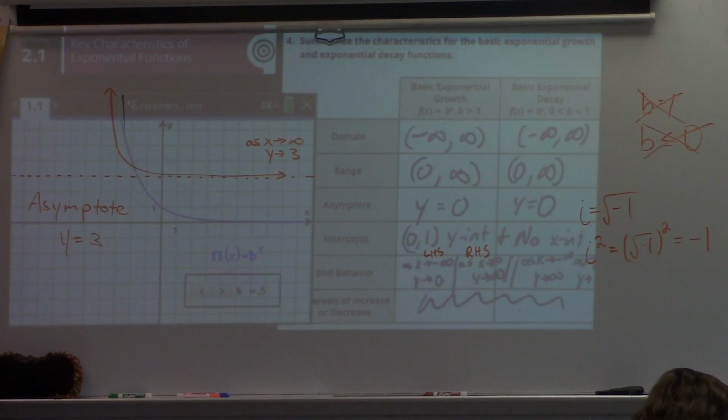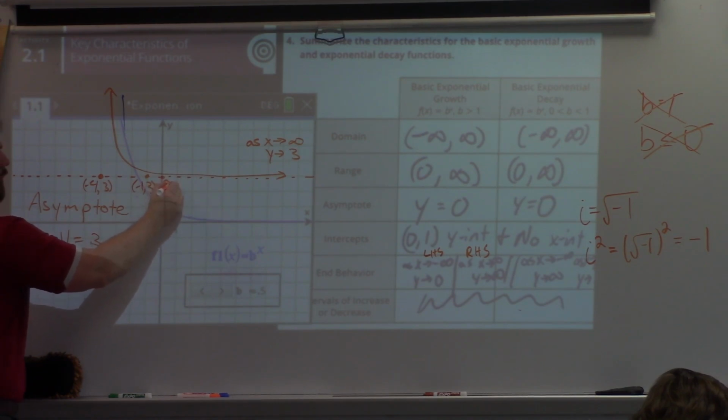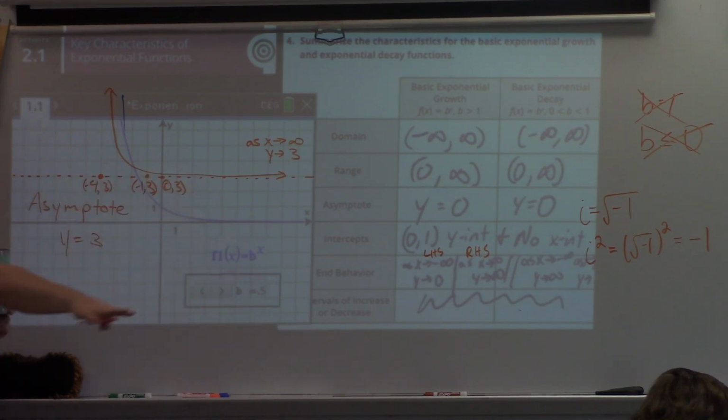And notice it is y equals 3 because if I look right here, that is 1, 2, 3, 4, negative 4, comma 3. This point is negative 1, comma 3. This point right here is 0, comma 3. So every point on that line has what y value? That's why we call it y equals 3.